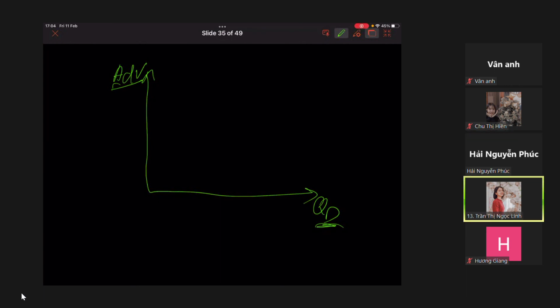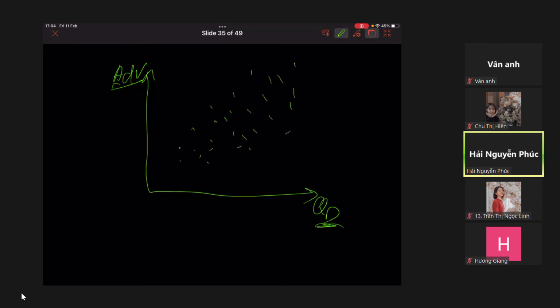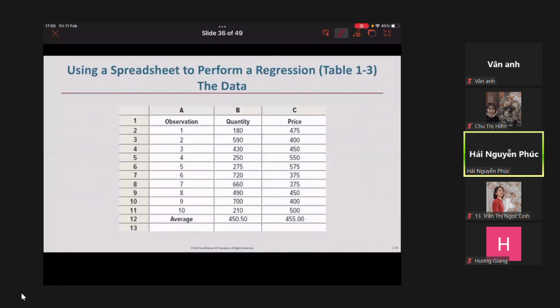It's positive. Yes, you are expecting to have a positive relationship. Suppose you have some data that looks like this, and through these points you have a best fit line. It tells you about a positive relationship between advertising spending and quantity demanded. So if you have this relationship, it tells you that your spending on advertising is effective, and maybe you should spend more on advertising. So that's it, pretty simple.